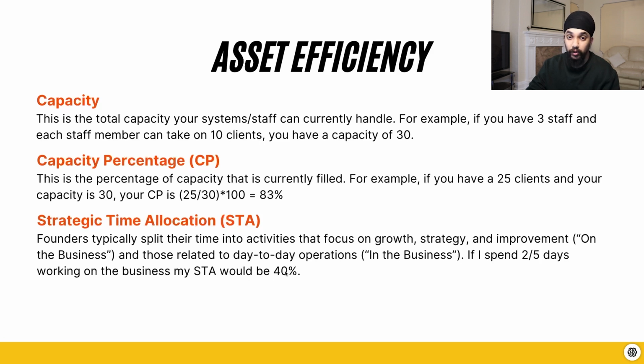You can also do this on an hourly basis. So let's say you're working 40 hours a week, and 5 of those 40 hours are focused on working on the business. Your STA, your strategic time allocation, is going to be 12.5%. Okay, so it's just as simple as that. Just take the amount of time that you're working on the business and divide it by the total amount of time that you're working, right? So hopefully that makes sense.